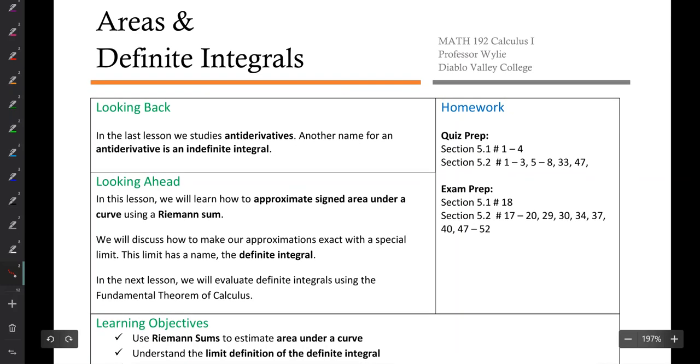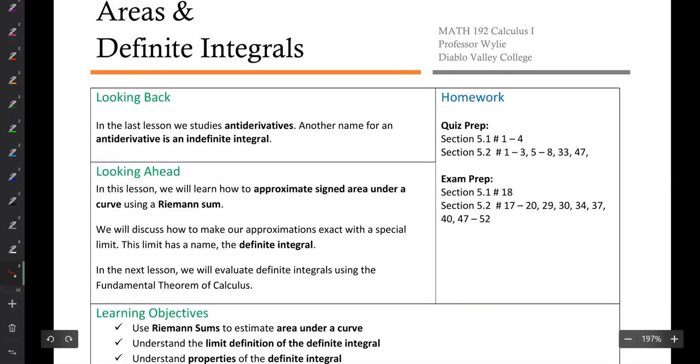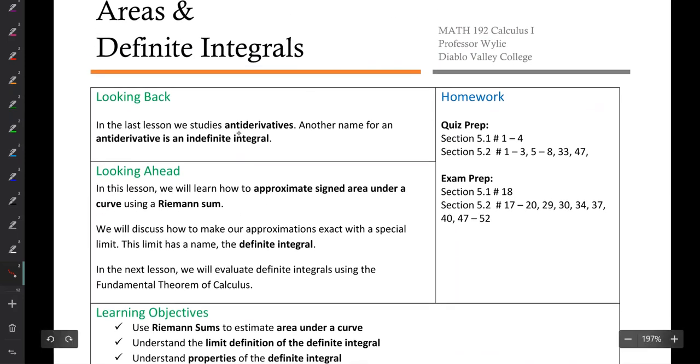In this video, we are going to be going through the introduction for lesson 20 on area and definite integrals, and we will be doing the warm-up. The warm-up is remembering some stuff from lesson 19. In the previous lesson, we studied antiderivatives. We were asking ourselves the derivative of what function is the function that they are showing us here. And another name for those antiderivatives is our indefinite integral.